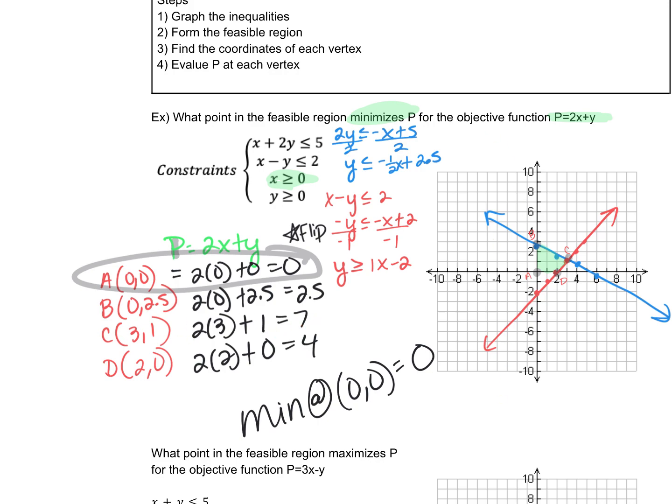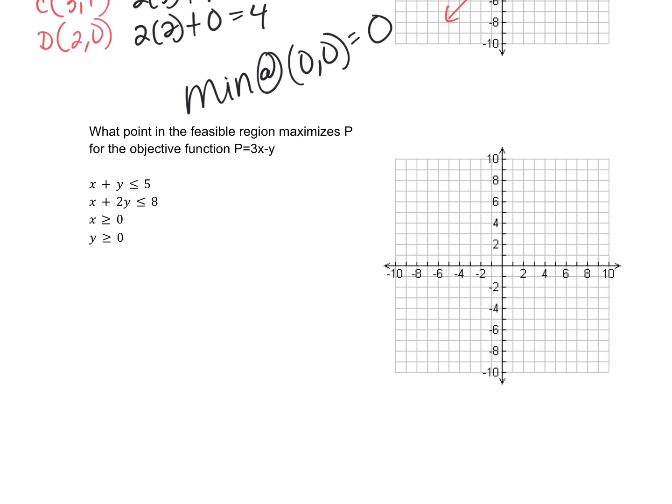All right, last one, same directions. We need to graph all of this. I'm going to start by converting. So I have y is less than or equal to negative x plus 5. And then the other one was 2y is less than or equal to negative x plus 8, divided by 2. You don't need to flip the sign this time, right? Okay, so we got that. And then x is greater than 0 and y is greater than or equal to 0.